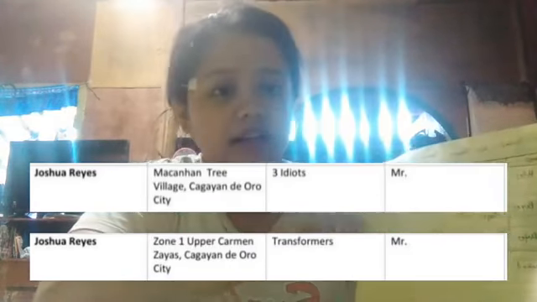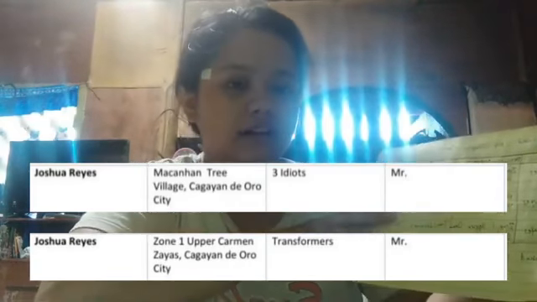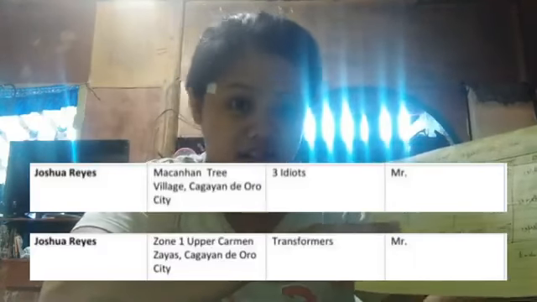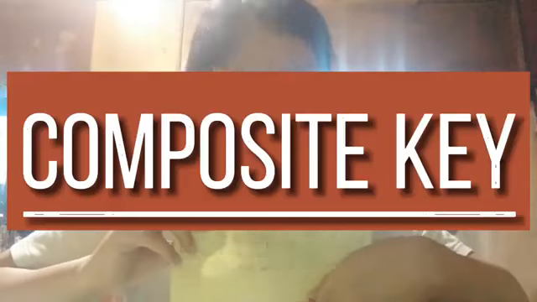Alongside that, they have different tastes in renting movies. The first Joshua rented 3 Idiots, and the second Joshua rented Transformers. Hence, we need both full name and address to identify a record uniquely. So that's what we call a composite key.